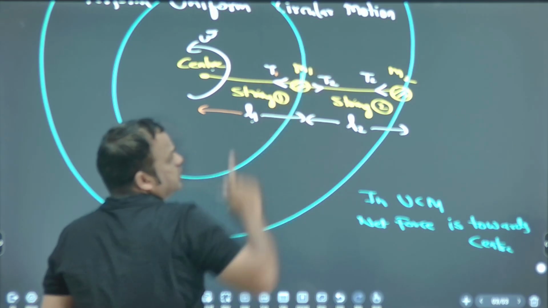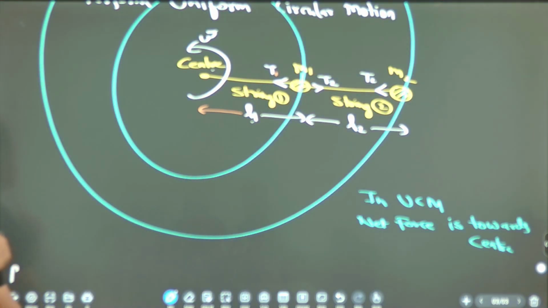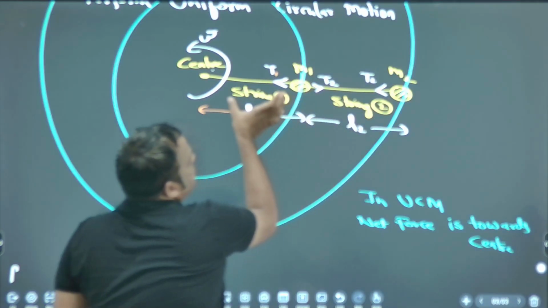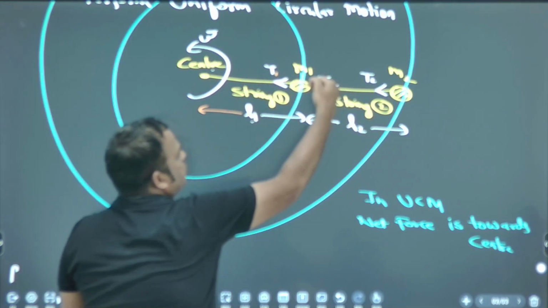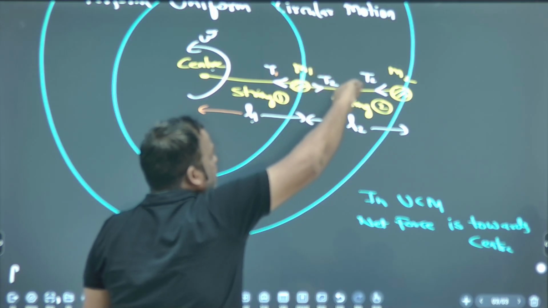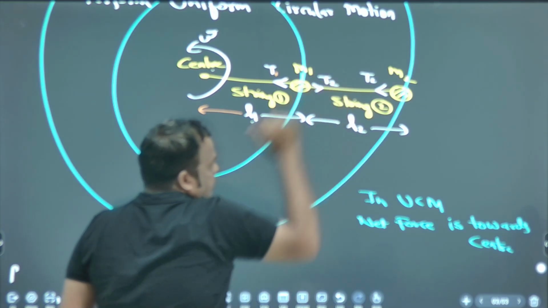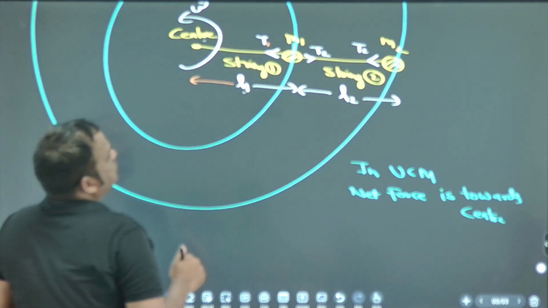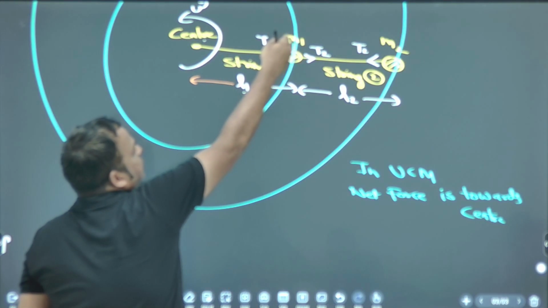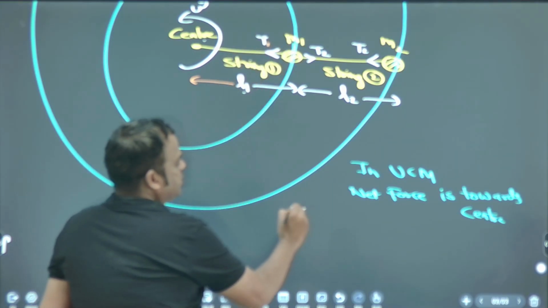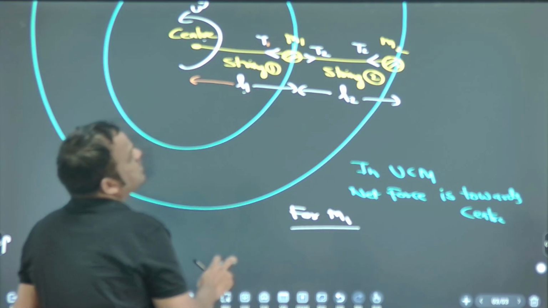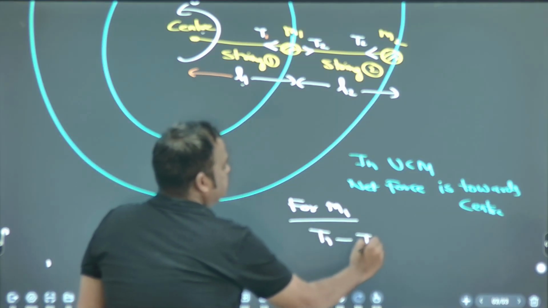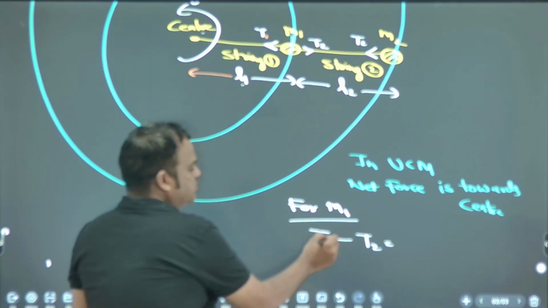T2 is acting away from center. Are you getting? String pulls. This is one string, this is the second string. String 1 is pulling M1 here, and string 2 is pulling M2 here. String pulls, remember. Okay, so for M1, what is the net force? Tell me. The difference, T1 minus T2. So this is the net force, towards center.